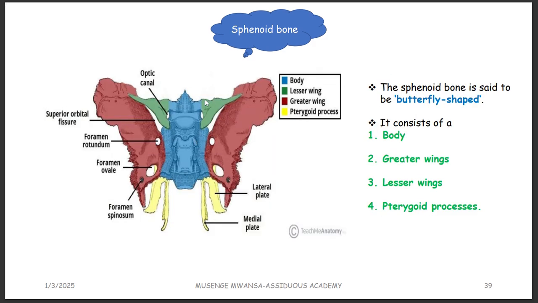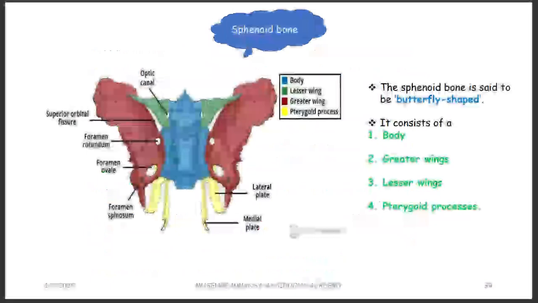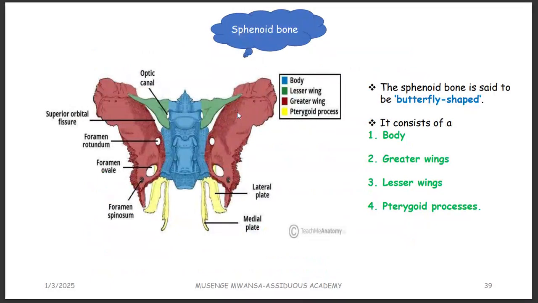So the sphenoid bone actually looks like a butterfly or a wasp. Let me say a wasp. That's why it is also known as the wasp bone or butterfly bone. You can see the way it is. It's a very interesting bone. It has different parts. It has a body. The body is the biggest part that you can see in blue there.